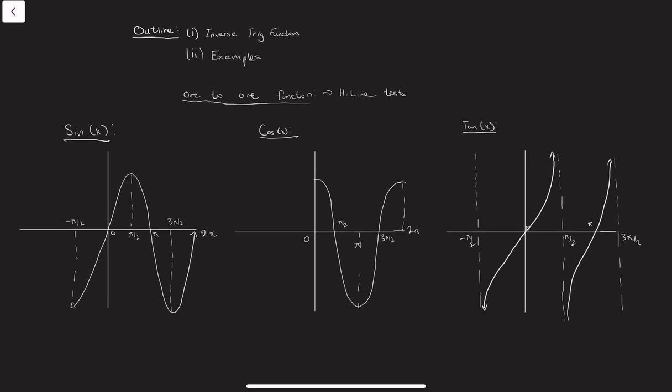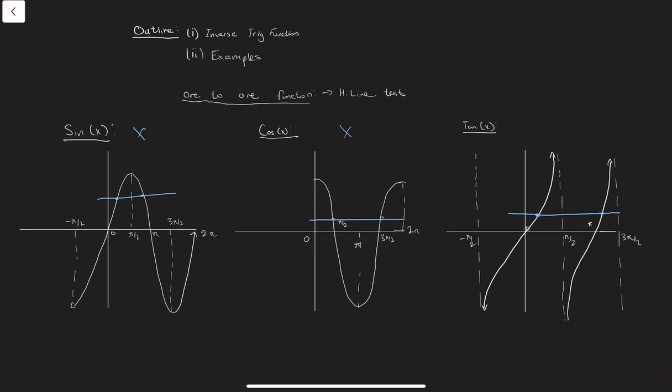So for sine, we can see that we pass through with the horizontal line twice. So this fails the horizontal line test. Similarly, cos fails the horizontal line test. And tan also fails the horizontal line test. But this is strange. We know that we have the inverse functions such as arcsine and arccos as well as arctan. So how do we derive these functions?